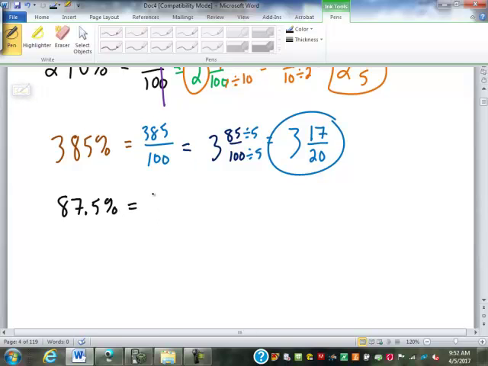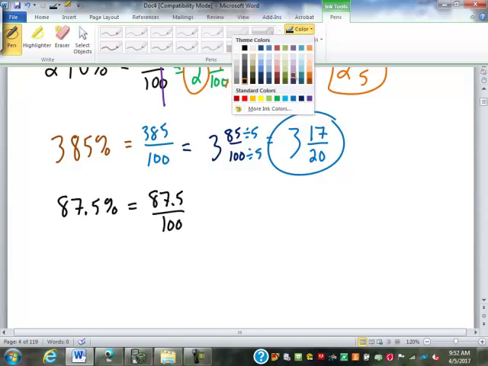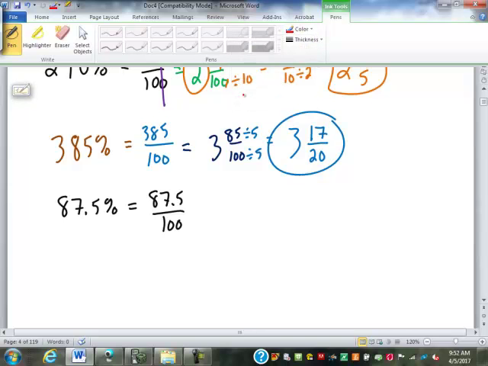87.5% is 87.5 out of 100. Now, we don't like having that decimal within our fraction, do we? So to get rid of it, we do just like we did when we were dividing our decimals. We move the decimal point over. Remember, what we were really doing there was we were multiplying by 10 or 100 or by 1,000. This only has one decimal place, so we're going to multiply by 10. 87.5 times 10 is 875. So, of course, we have to multiply the denominator by 10 as well. 100 times 10 is 1,000.